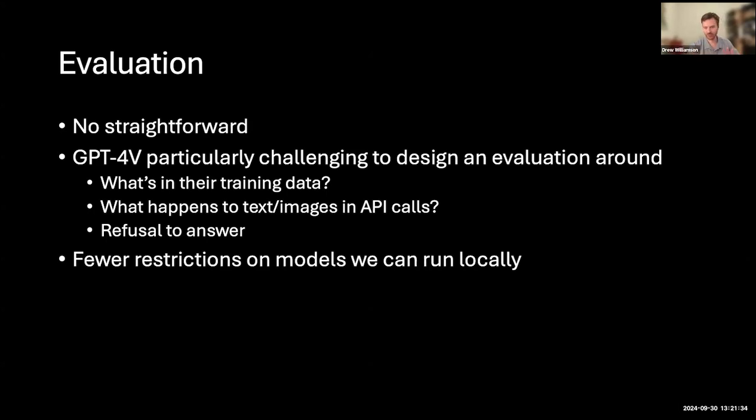Part of that is the total black box that is OpenAI and GPT-4, despite the name. We have no idea what's in their training data. So as part of this evaluation, we could be asking it questions or using data that's already in their training data, and we would have no idea. We also don't know what happens to text and image when we use the ChatGPT or GPT-4V API. I suspect that a lot of that is being used to train.